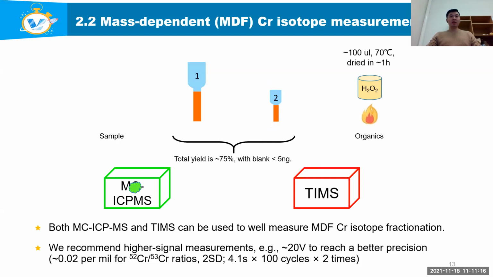And normally, I use 20 volts to measure them to get a better precision. It's like 0.02 per mil for a 2SD uncertainty.